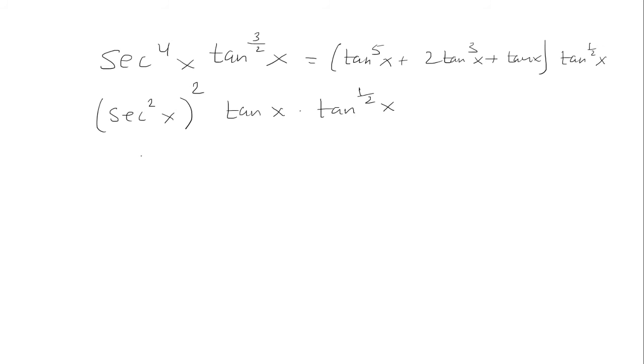Now, I know the identity that 1 plus tangent squared is equal to secant squared. So I'm going to substitute that in. So secant squared is going to be 1 plus tangent squared. And then I'm going to square that. And then multiply that by tangent times tangent to the 1/2.